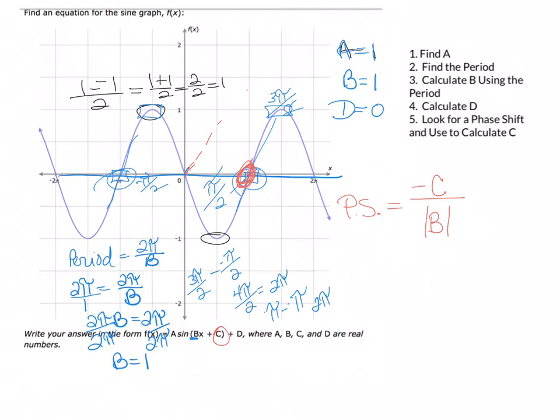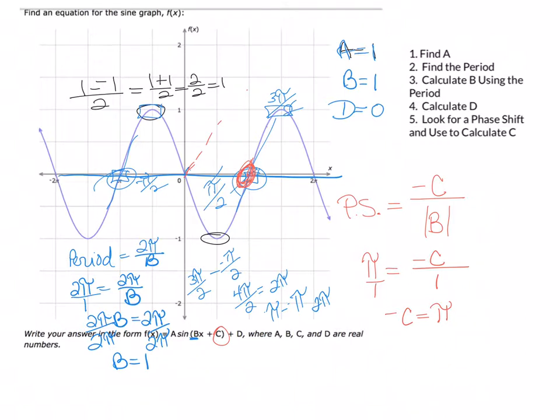So what we'll do is we'll say our phase shift of pi is equal to negative c over the absolute value of b, which we know b is 1, and we're going to solve for that unknown value of c. So pi over 1, cross multiply, we get negative c equals pi. But we don't want negative c, we want c.